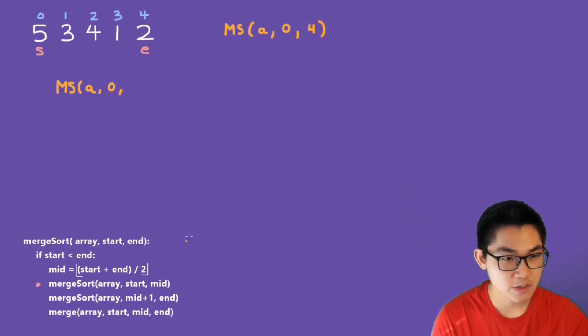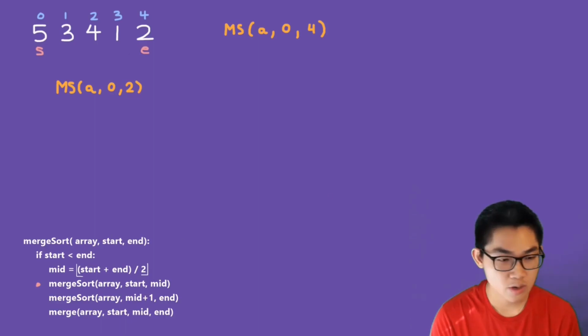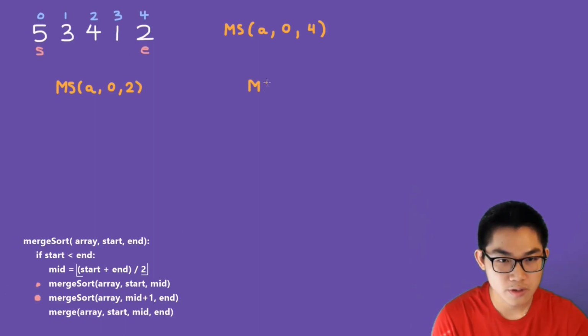The middle is going to be 0 plus 4 divided by 2, which gives you 2. So the mid will be 2. And then we're going to do this one right here. That would be merge sort, and we pass in the array.